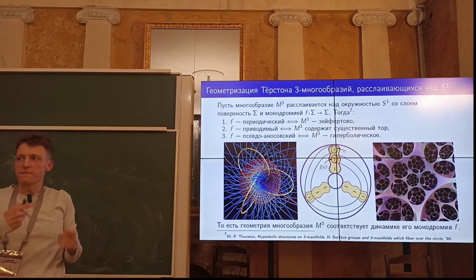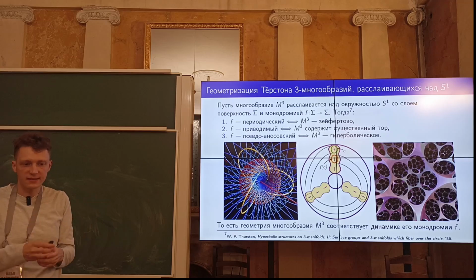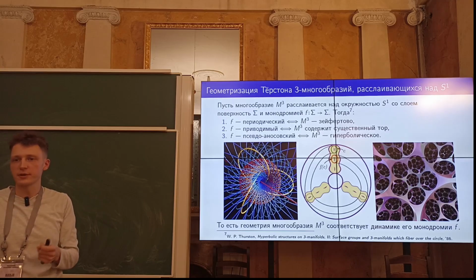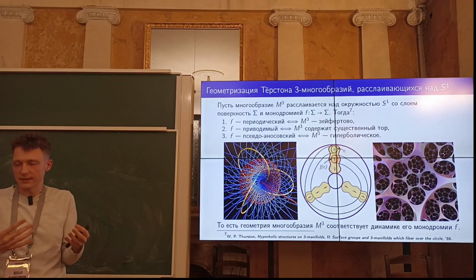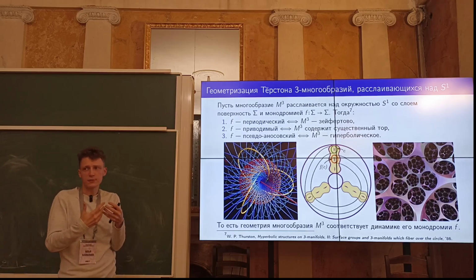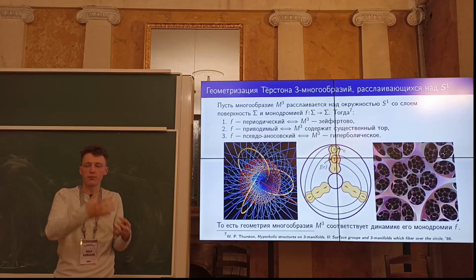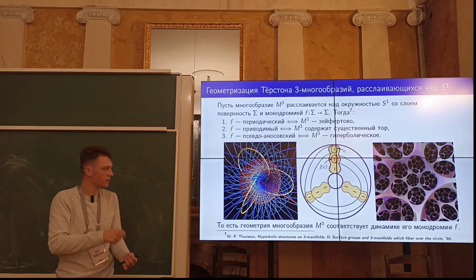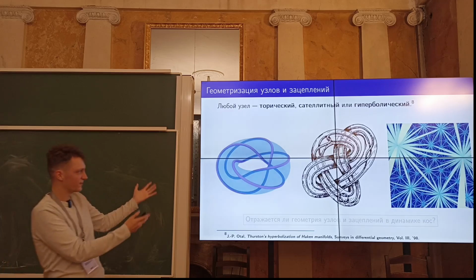And for knots, the geometrization theorem states that every knot corresponds to one of three geometric types. We can present knots and links as closed braids, and we can ask whether the geometry of a knot or a link corresponds to the dynamical type of the braid. This is the question that I would like you to answer.